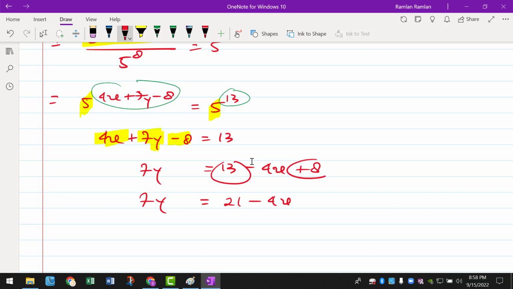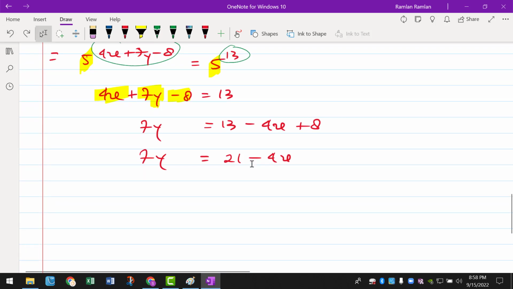Because we can combine these two, it becomes 21. We're not done yet because it's not y equals to; we still need to move the 7 to the other side. If you want to move something, it means the opposite operation on the other side of the equal sign. Because 7y is 7 multiplied by y, when you move the 7 to the other side, there will be a division. So it will be y equals to 21 minus 4x over 7.